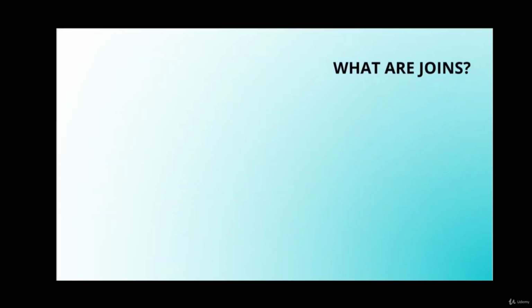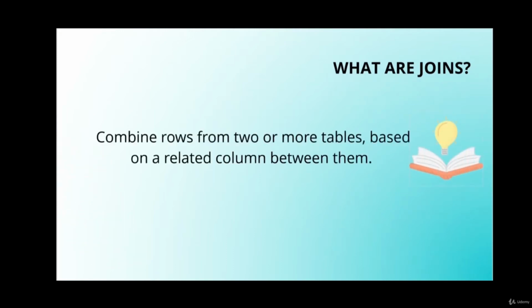So what are joins? Joins combine rows from two or more tables based on a related column or a common column between them. SQL provides 7 types of joins.